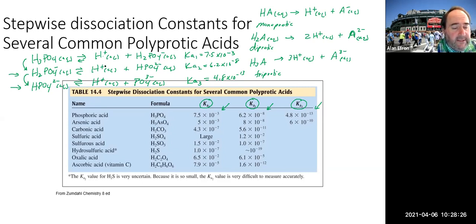So what we see is generally for all these Ka values, especially on these polyprotic acids, the Ka1 value is usually larger than the Ka2, and it's larger than the Ka3 value. And you can kind of see that trend going through for everybody here.